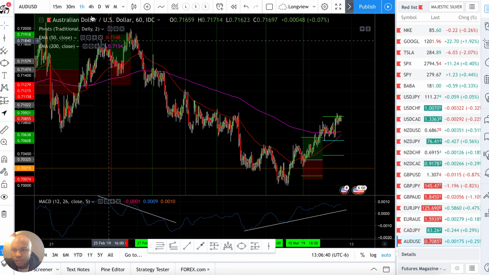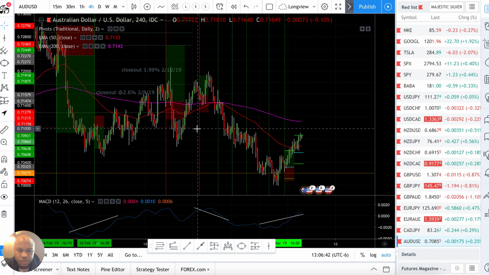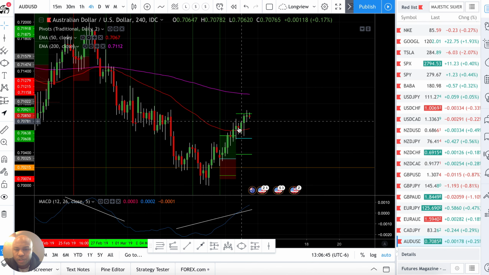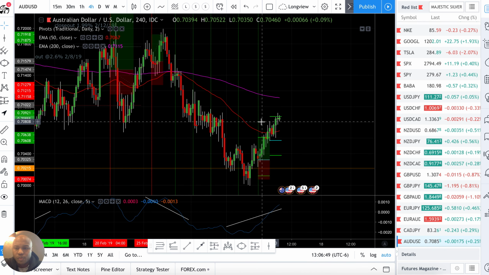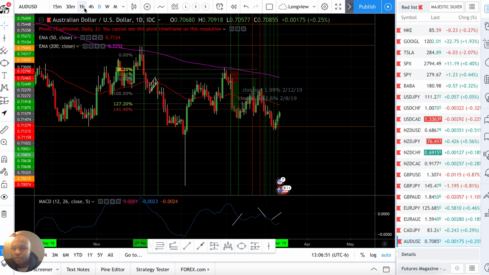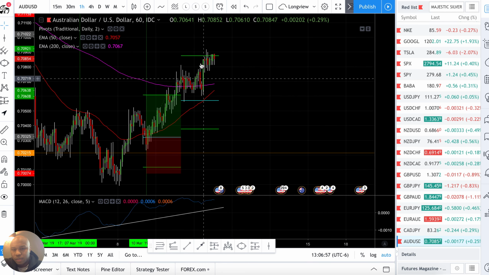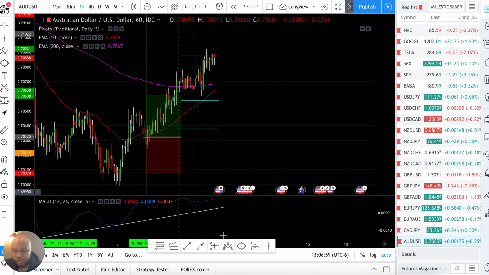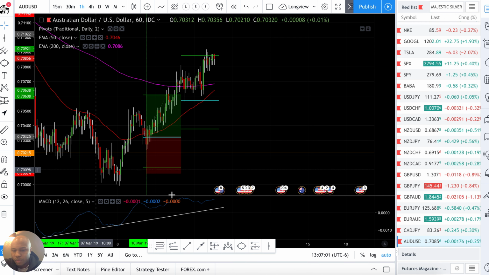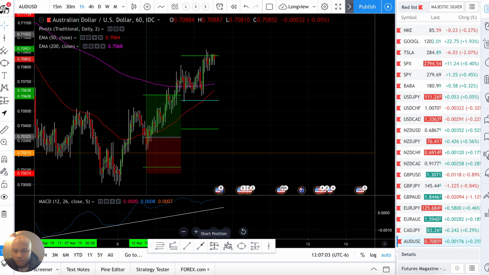We broke the 50 MA on the 1 hour, which usually isn't really important, but we broke the 50 MA on the 4 hour today, so that's way more important with my setup personally. Yeah, I'm gonna look for a pullback to get in, and I'm gonna look for another pullback to get in here.